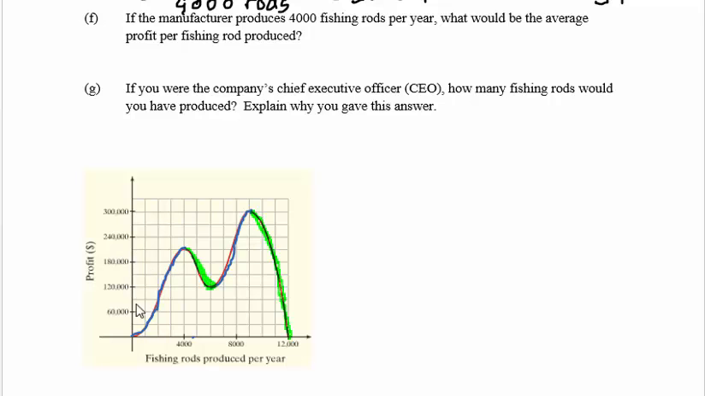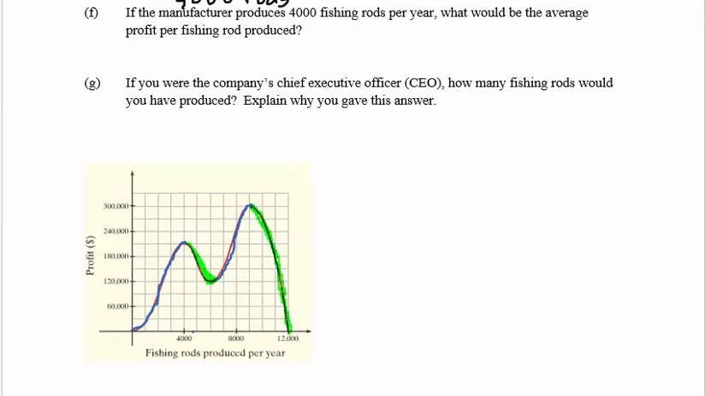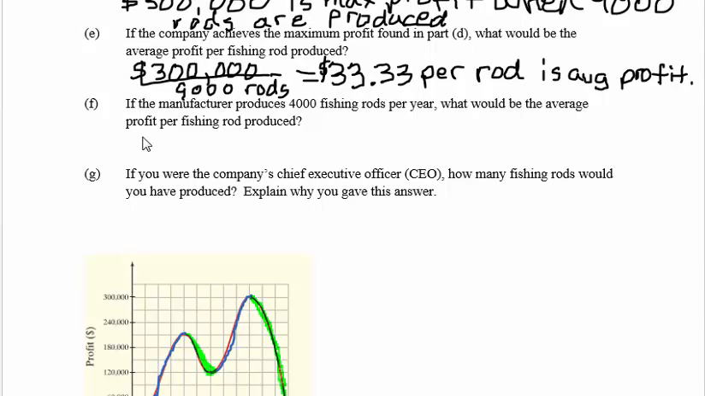$33.33. Now I want to find the average profit per fishing rod if the manufacturer produces 4,000 rods per year. So I go on the graph and I find the y that corresponds to 4,000 is $210,000.